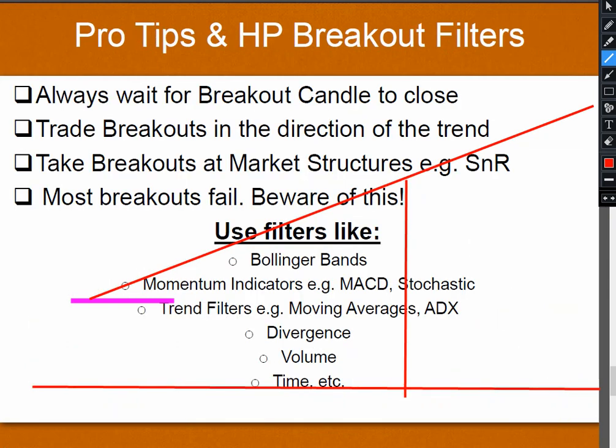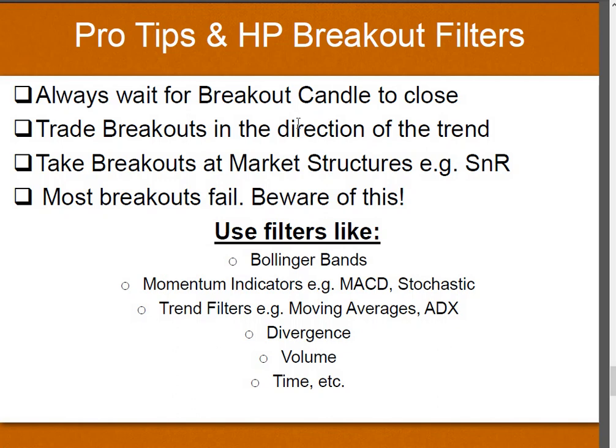Pro tips on how to get high probability breakouts and use them in your trading. Number one, always wait for the candle to break out first. Do not trade breakouts if the candle has not closed. Number two, trade breakouts in the direction of the trend if possible, always. Number three, take breakouts at market structures, support and resistance levels, or those other indicators you could be using like pivot points.